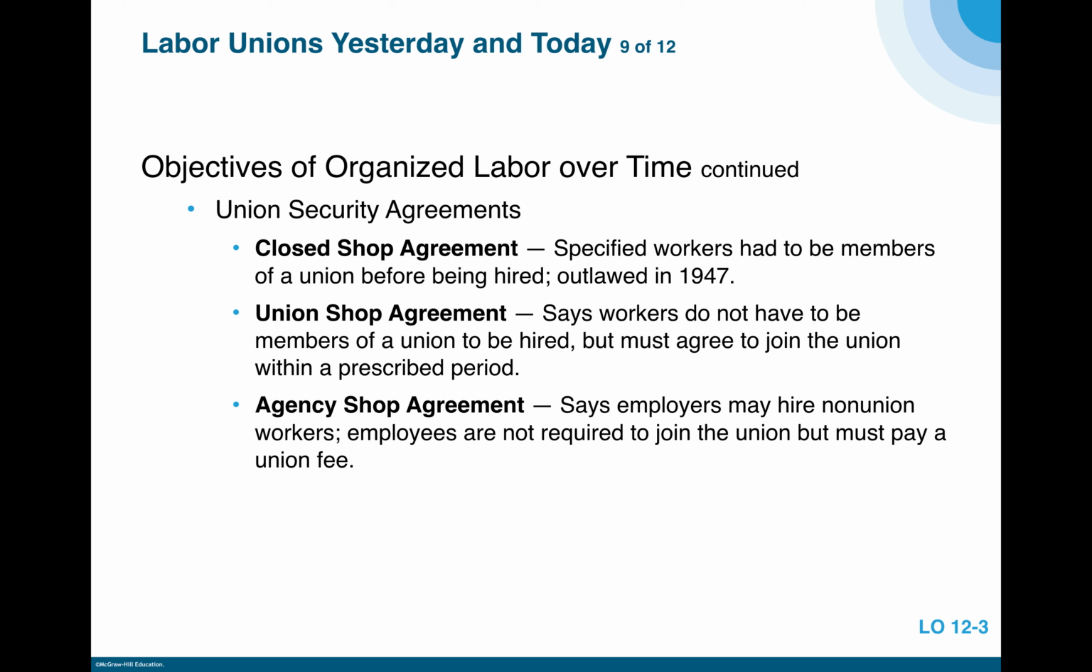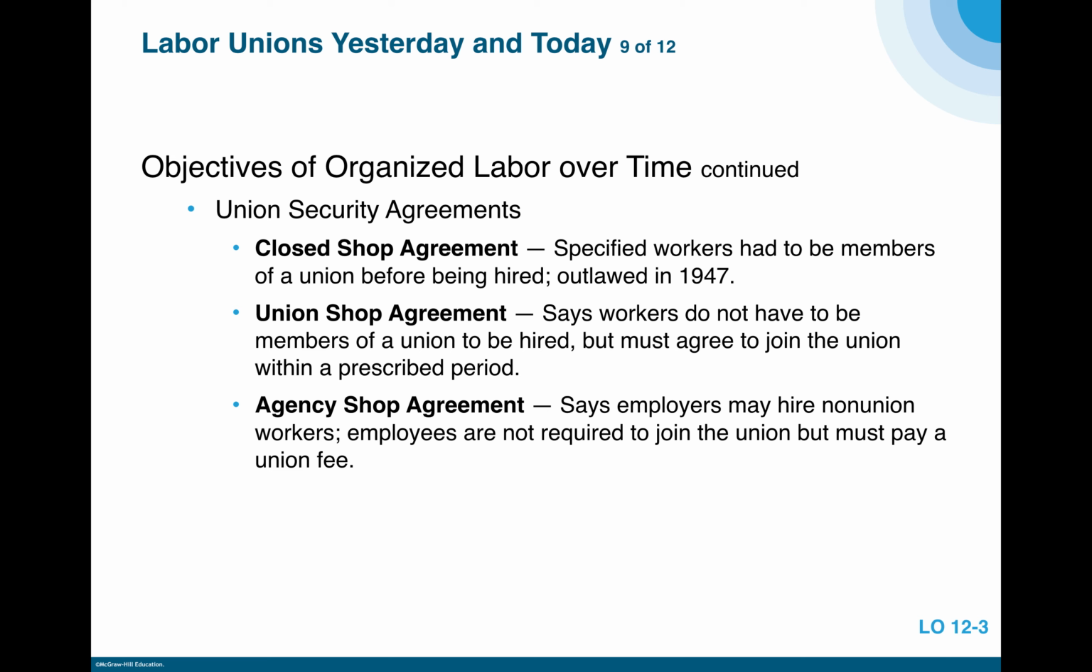So a couple different types of security agreements. We have a closed shop agreement, which specified workers had to be members of a union before being hired. This was outlawed in 1947. There's a union shop agreement saying workers do not have to be members of a union to be hired, but they must agree to join the union within a prescribed period. I think Kroger is one of the organizations that still follows a union shop agreement. I don't think we have a Kroger here anymore in Springfield, but they are throughout the Midwest and throughout the United States for that matter.